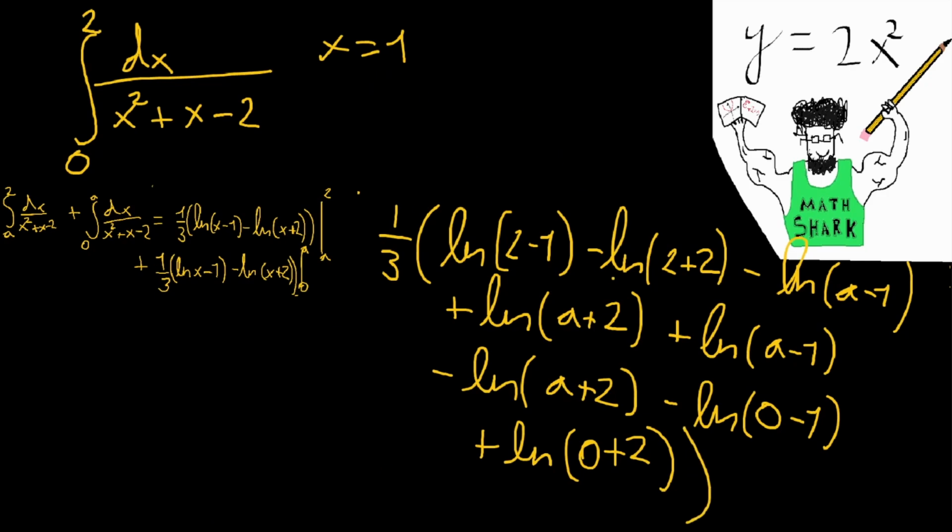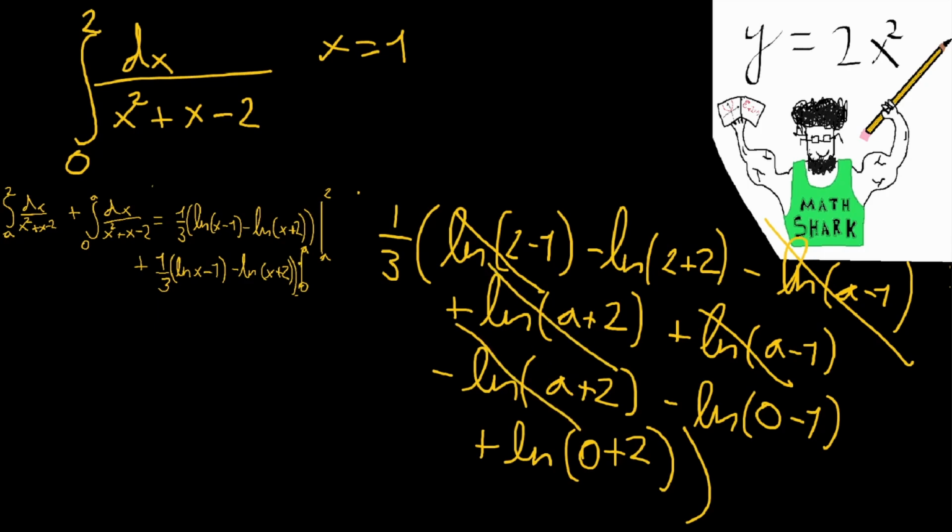And now, as we can see here, actually some of the terms cancel, such as this first one. You might notice that ln 2 minus 1 is ln 1. The natural logarithm of 1 is just 0, so this term is 0. We have a minus ln a minus 1 here, and we have a plus ln a minus 1 here, so these two cancel with each other. And we have a ln a plus 2 and a minus ln a plus 2, so these also cancel.